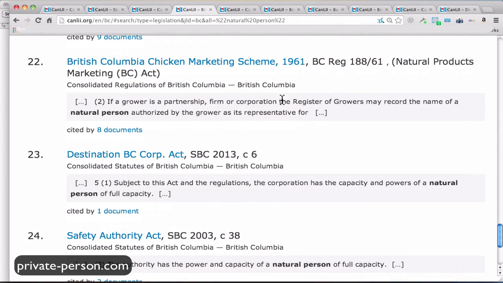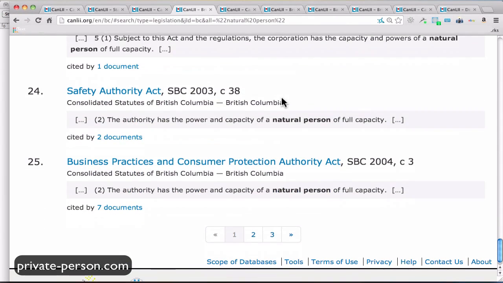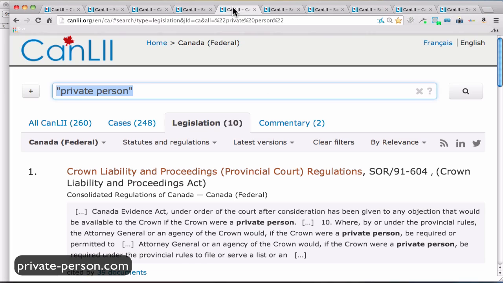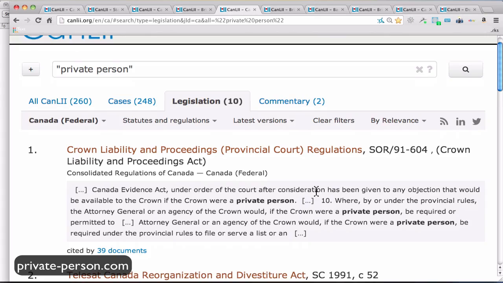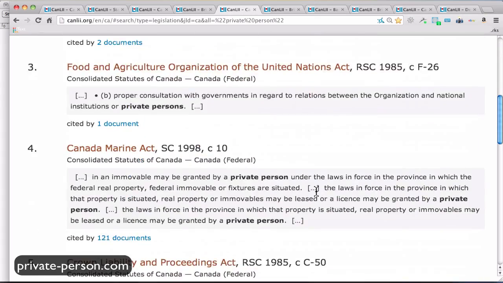So, a sheet act, chicken marketing scheme. Again, you can see it in a bunch of different places. Now, if we look at private person, how many times does it show up in federal law? It shows up in 10 statutes, 9 statutes and 1 regulation. We went over this the other day. I won't go over it in depth. But again, here's the samples.